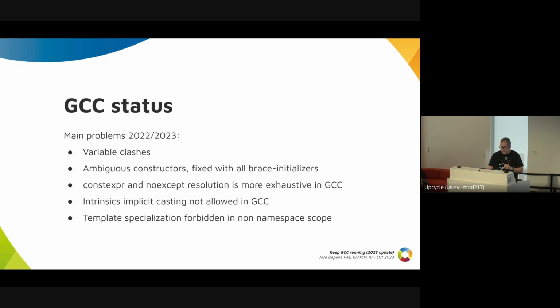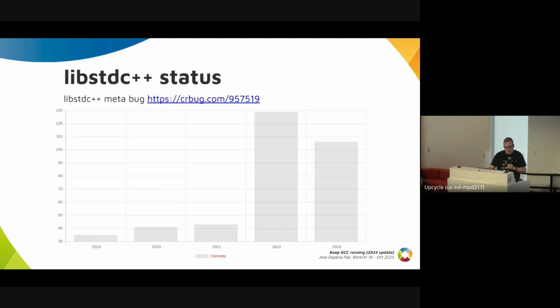Casting is different in GCC. It's not allowed to be implicit. Template specialization is forbidden in GCC. Okay, leave standard C++ is still a lot of work.